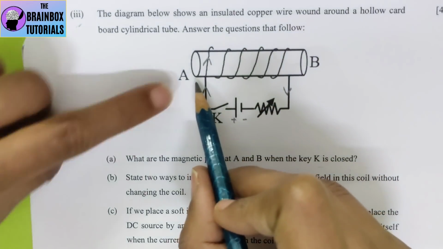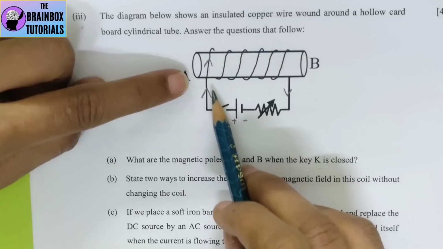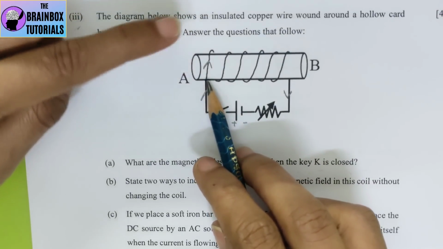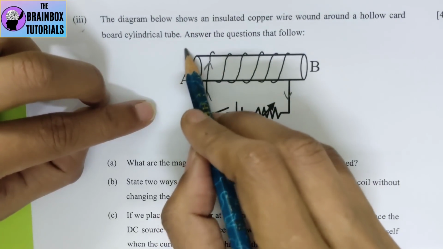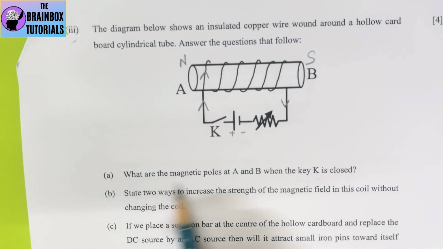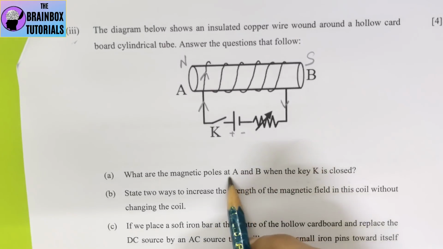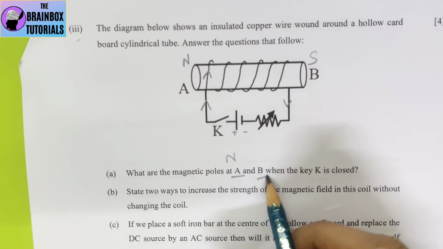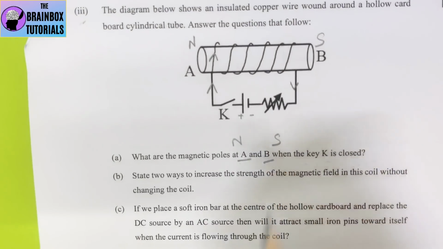So if we see at A, the current is moving anti-clockwise. That means this is north pole and this is south pole. So here it is written what are the magnetic poles at A. So at A it is north pole and at B it is south pole.